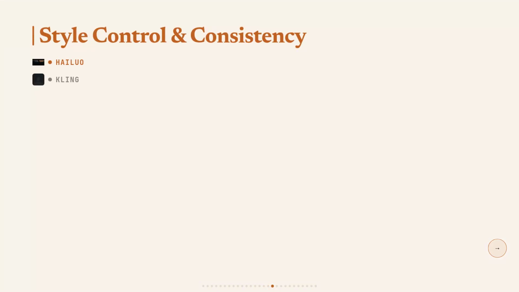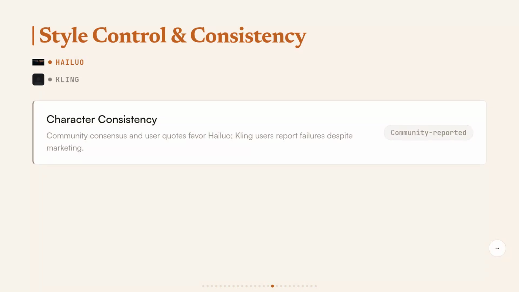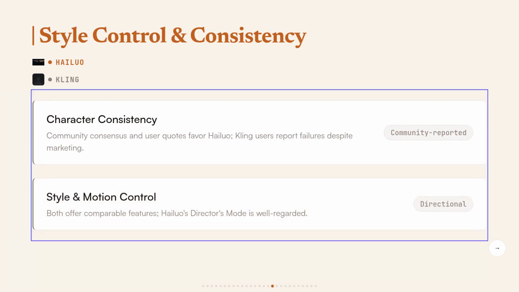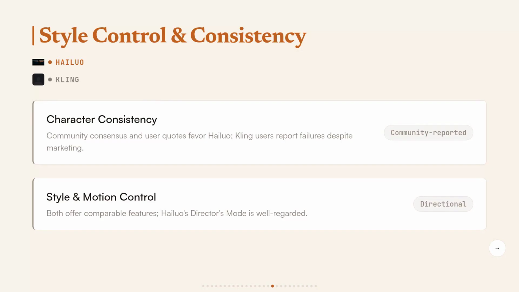Watch what happens when you look at actual user reports on this one. Kling users are calling its character consistency marketing completely misleading, and that's a direct quote from the community. Hailuo's director's mode, on the other hand, is getting consistent praise for fine-grained control over motion and style, and the community consensus lands clearly in Hailuo's favor, even though this data is directional rather than a controlled benchmark.